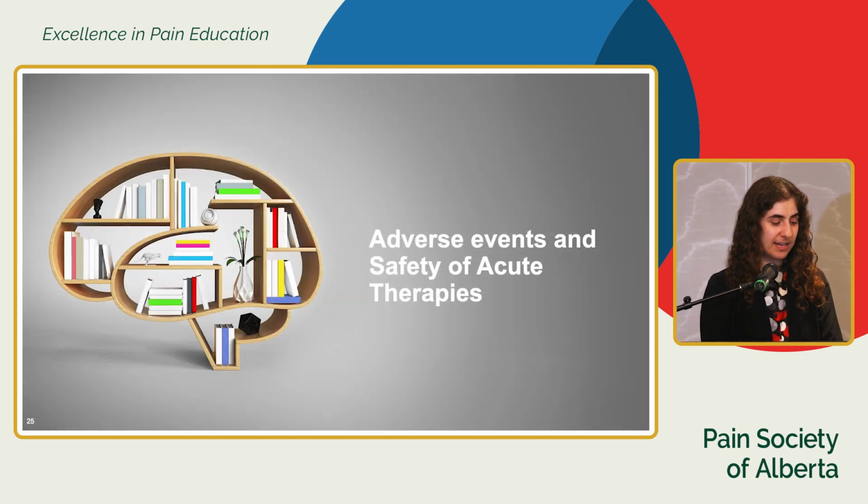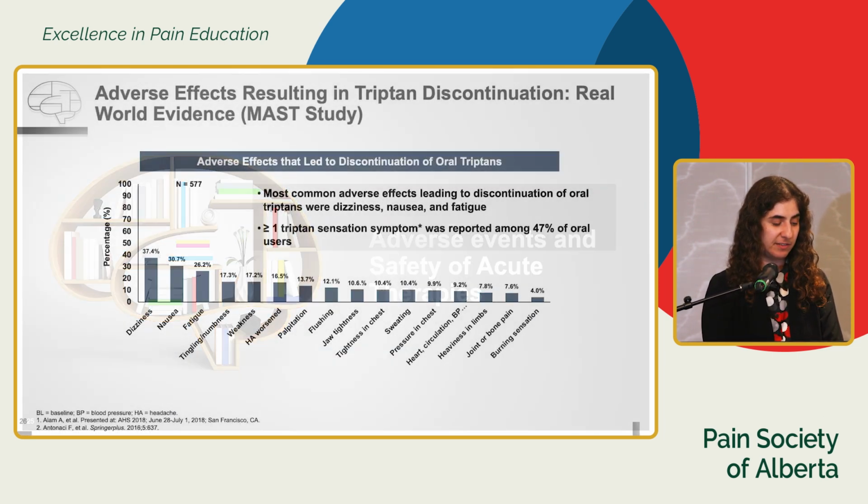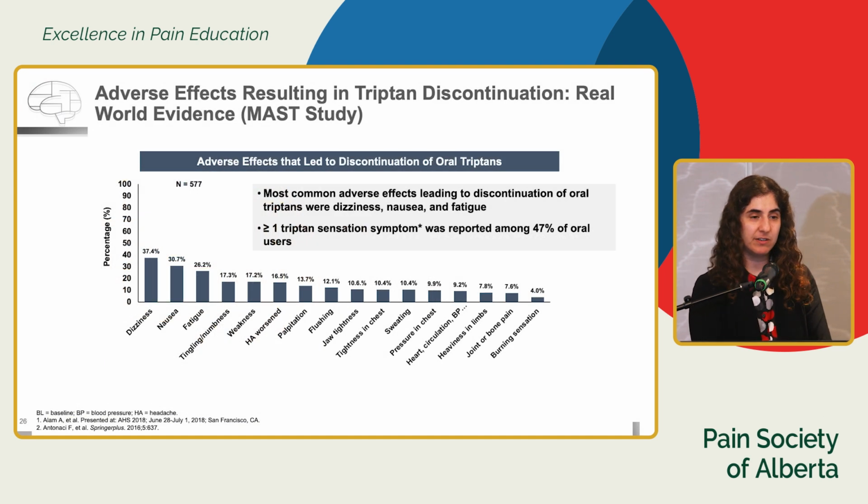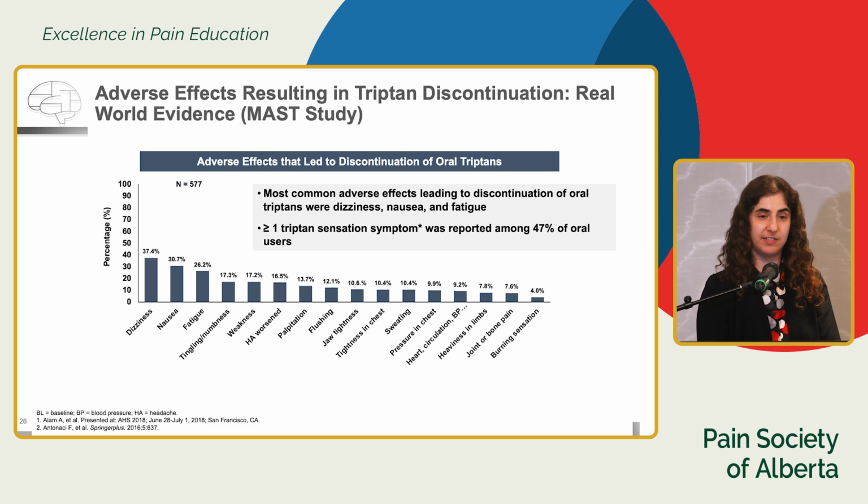So just looking at the adverse events now and the safety of some of the acute therapies. So we talked about the triptans not being as well tolerated in some patients, and these are some of the side effects that we tend to see with them. So starting from the most common, they're dizziness, nausea, and fatigue, and non-specific paresthesias being the top few side effects that we see. But you could see that there's a whole range of things that patients describe with the triptans that they use.